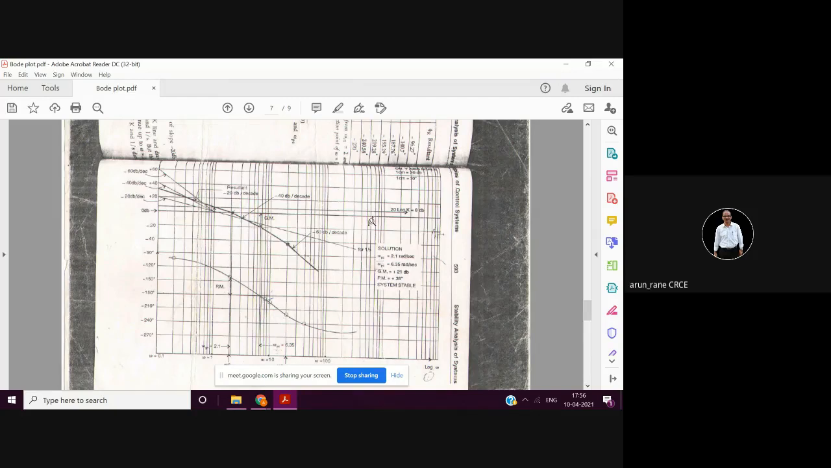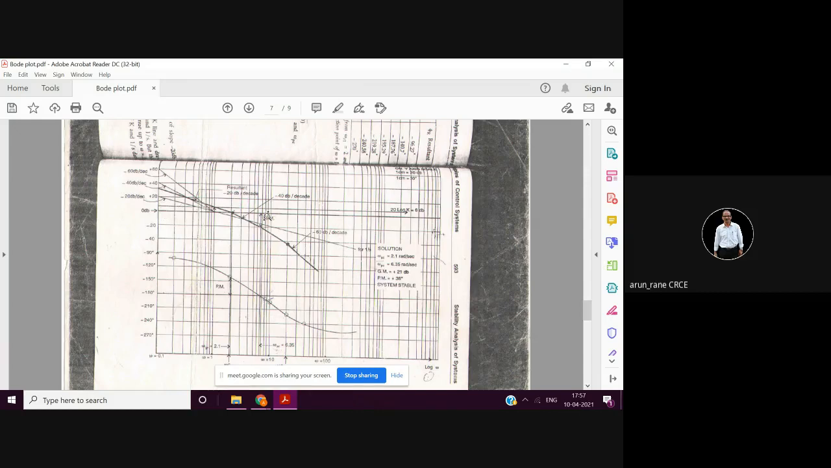Suppose it had been only 2, the plot would have been a straight line. We know. Now there is the effect of 1 by s. We have seen, so 1 by s has a slope of 20 decibels per decade. So we will draw a line of 20 decibels per decade. Then what is our procedure?